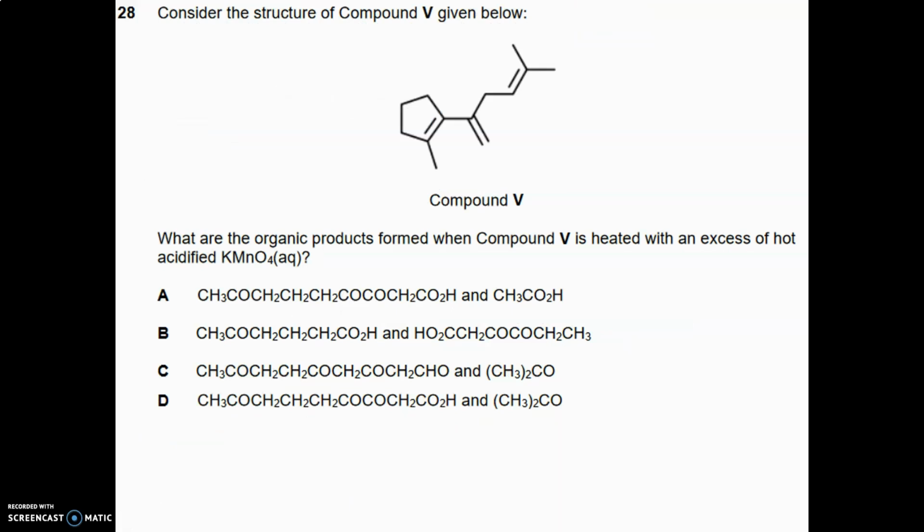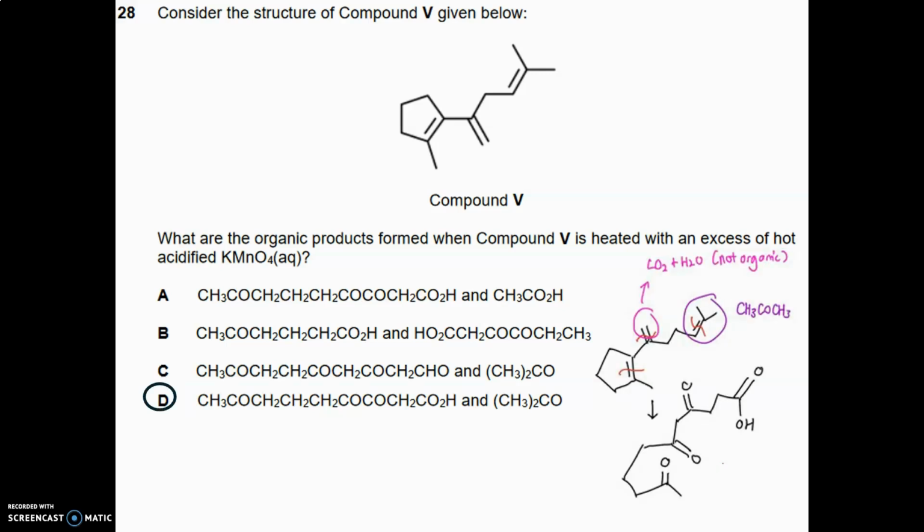Okay, question 28. We have compound V. What products are formed when V is heated with excess hot acidified KMnO4? So this is oxidative cleavage. The answer is D. So I've drawn out the oxidative cleavage here. This double bond circled in purple becomes propanone, CH3COCH3, and the remaining part forms the big molecule.